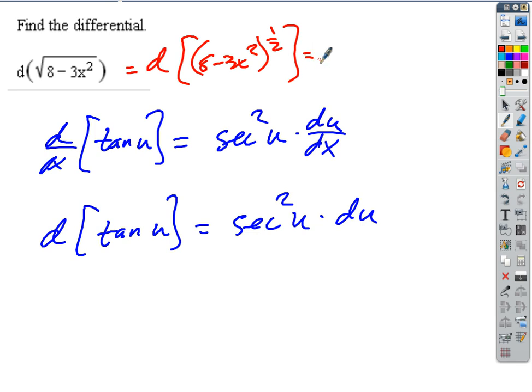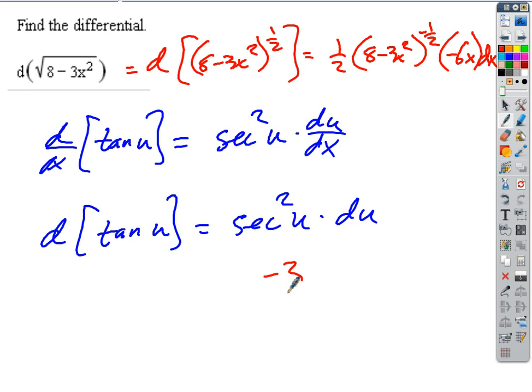What do I get? It's like an onion. So I get 1/2 times 8 minus something to the negative 1/2, times the derivative of what's inside, which is negative 6x, and then what goes on the end of it is the differential dx. That's my answer. Now I can clean that up. If I multiply 1/2 times negative 6, I get negative 3x dx on the top, and then that stuff just all goes to the bottom, right? Because it's a negative exponent.